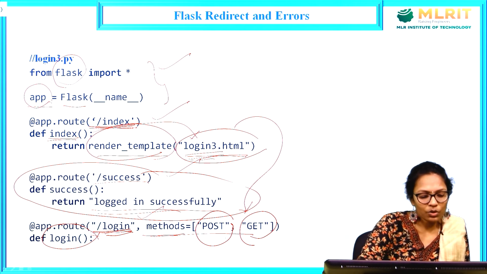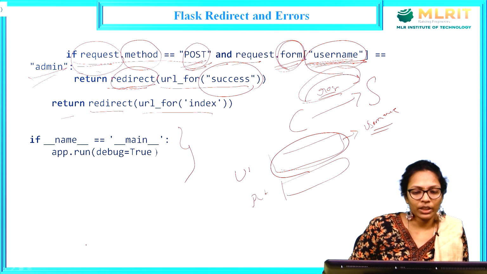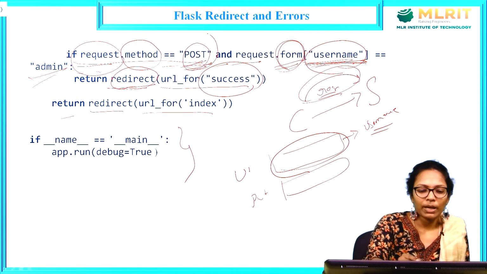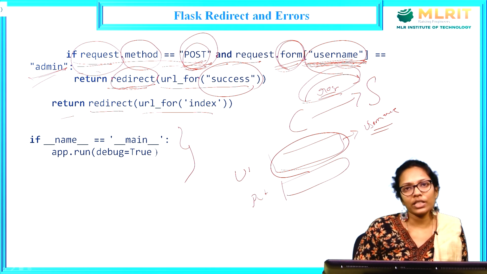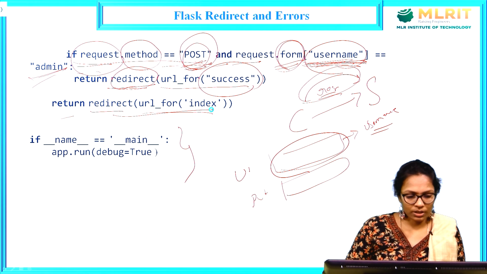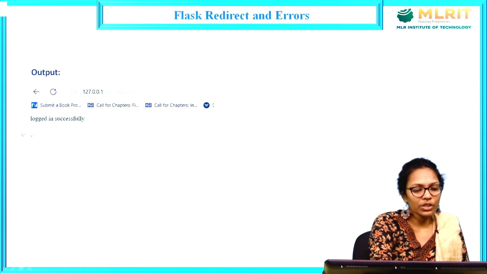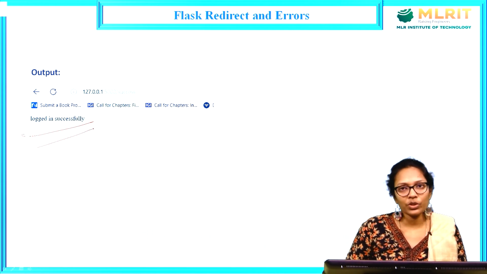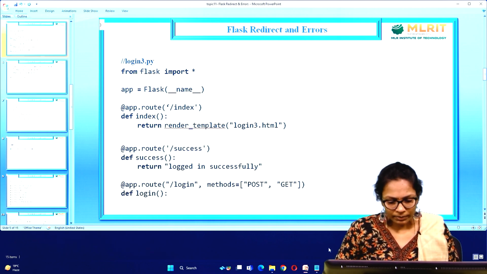For the /login URL, we have a method called login. So this method will be executed. In this method, you're checking the username and the method. Yes, my method is POST, and if the username is admin, it will be redirected to a successful login page. Otherwise, it will be redirected to the same login page. That's all. So we will try to execute this. This is the message you will get upon clicking the submit button after entering the username as admin. So this is login3.py.